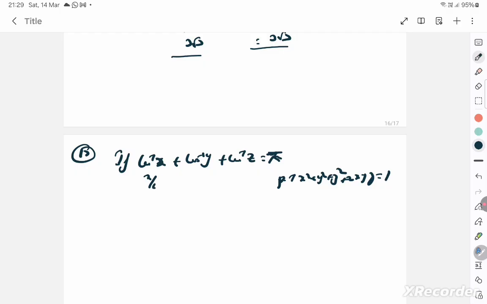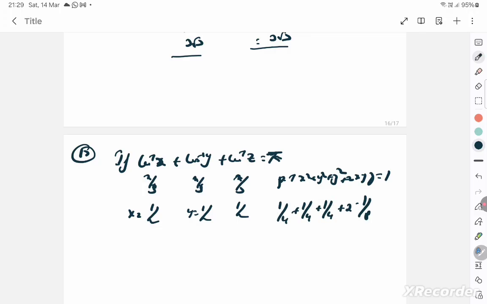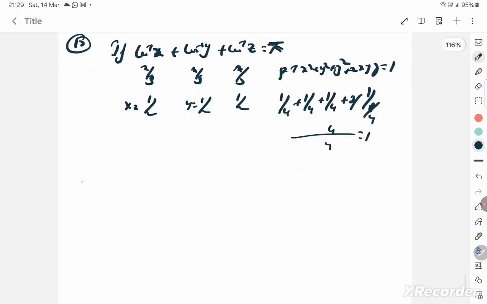You know, this is pi by 3, pi by 3, and pi by 3, that is 60, 60, 60. So x is cos 60, and cos 60 is 1 by 2. So can I assume x, y, z as 1 by 2 and substitute here? It's 1 by 4 plus 1 by 4 plus 1 by 4 plus 2 into 1 by 8, which is also 1 by 4, so that is 4 by 4. So the answer is 1. So that completes this sum.